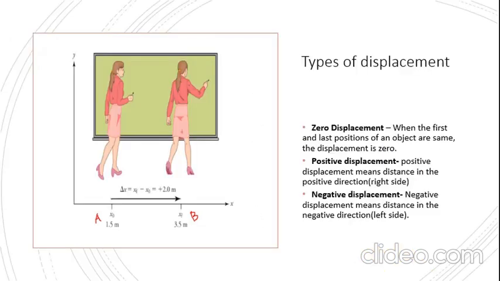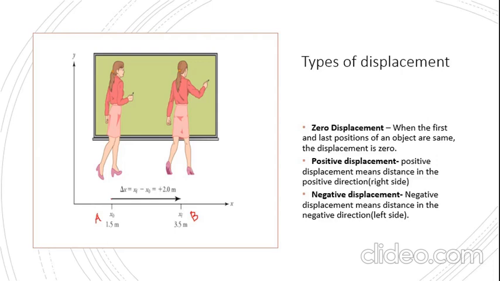Now let's see the types of displacement. So what is displacement? The shortest path covered by an object is called displacement. It has both magnitude as well as direction. Okay, so let's see the types of displacement.